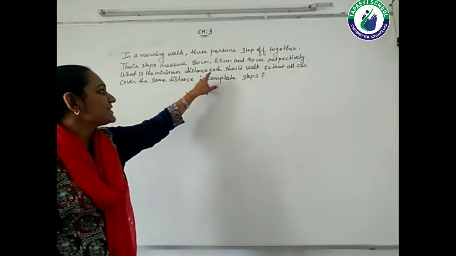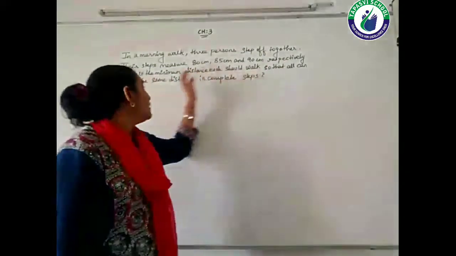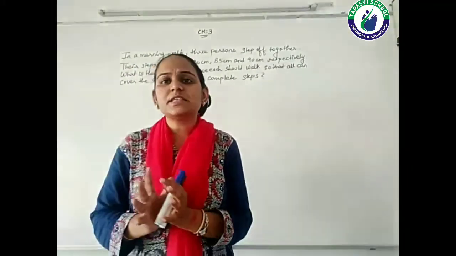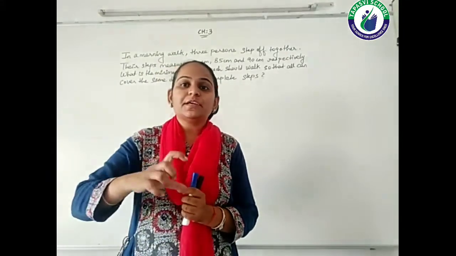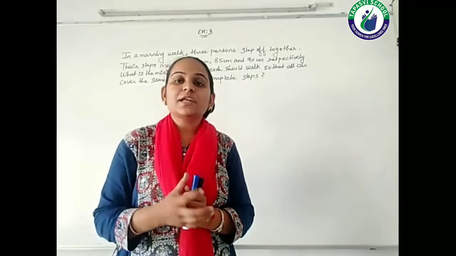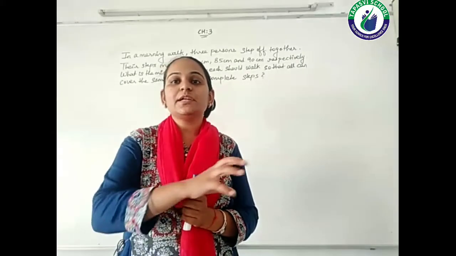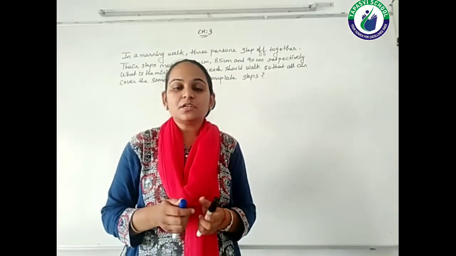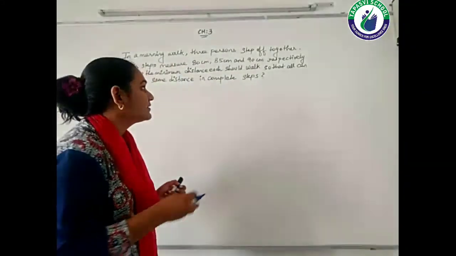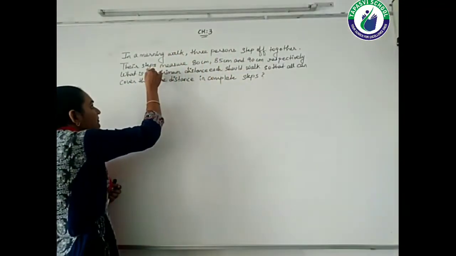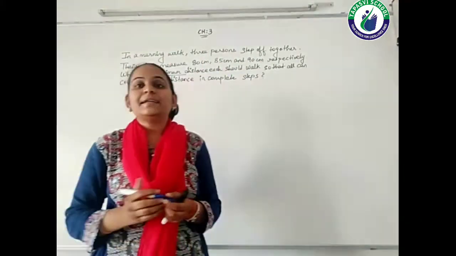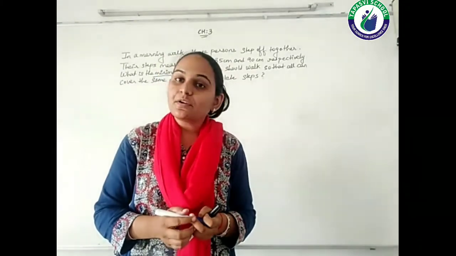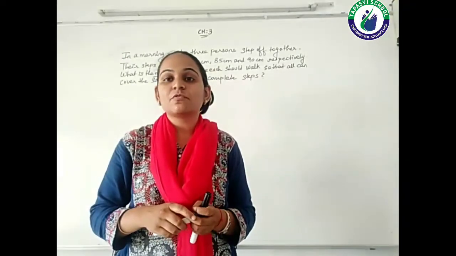What is the minimum distance each should walk so that all can cover the same distance in complete steps? Distance is same, right? But their footsteps are different. So they are asking what is the minimum distance so that each can cover the entire distance properly. So here generally, students, what do you see? Here you see this word minimum, and then you say minimum means we have to do LCM, right? But this is actually not the right way towards your word problem.